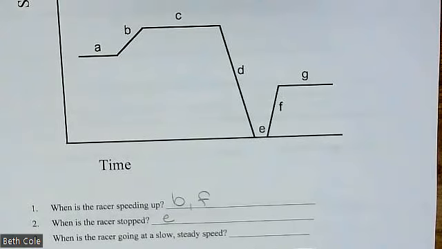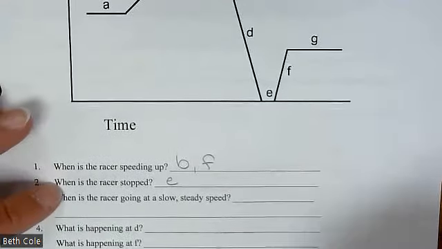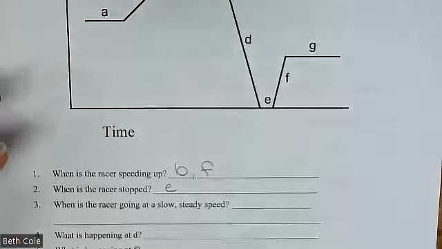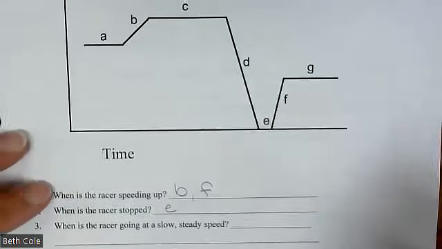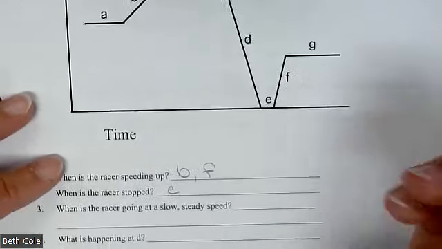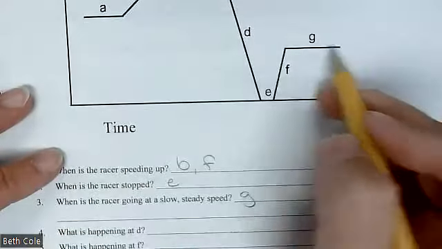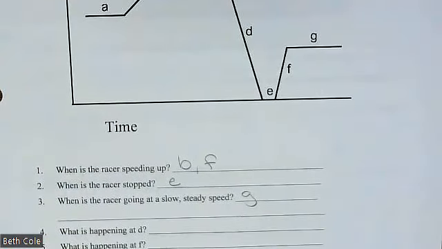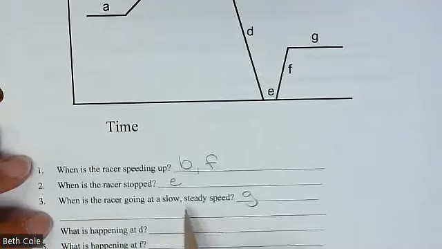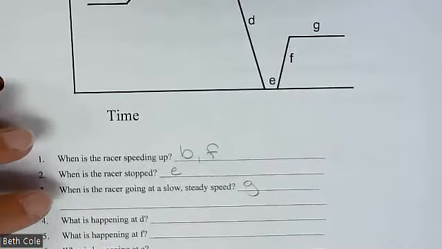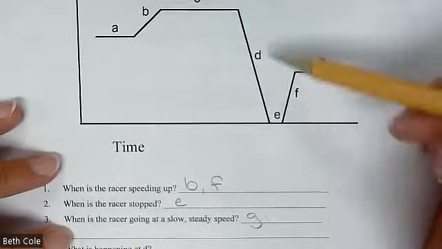When speed is 0. All right, when is the racer going at a slow, steady speed? So it should be flatlined. I would say G. G is the slowest one there. That's a steady speed. I don't know why that line goes on to the next line. That's weird. All right, what's happening at D?